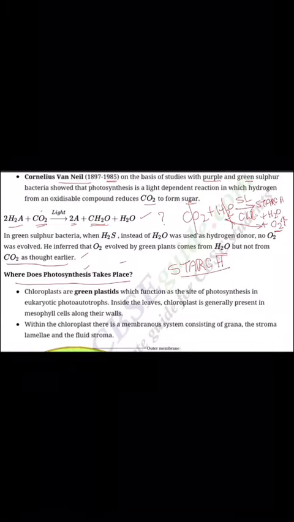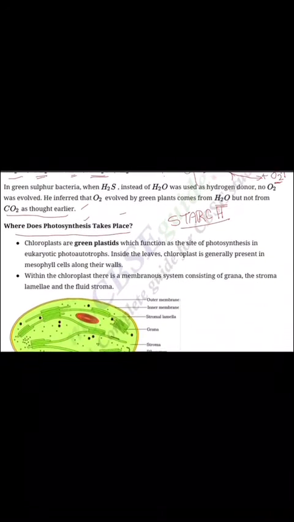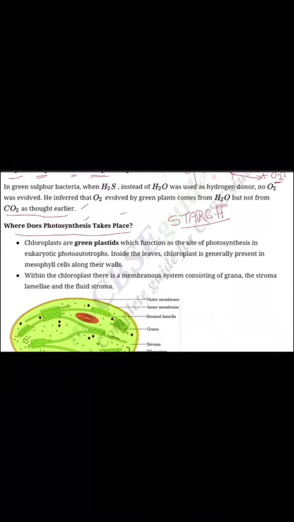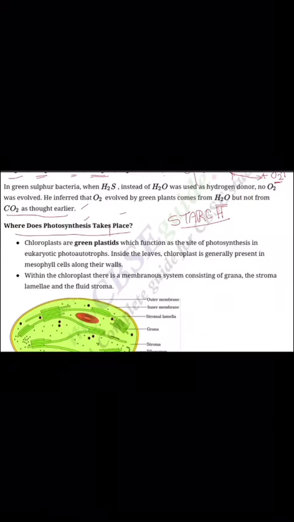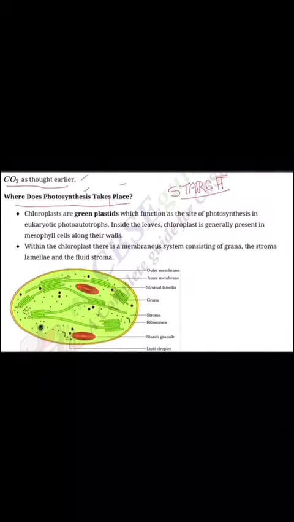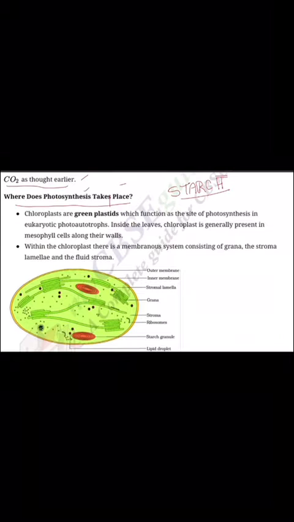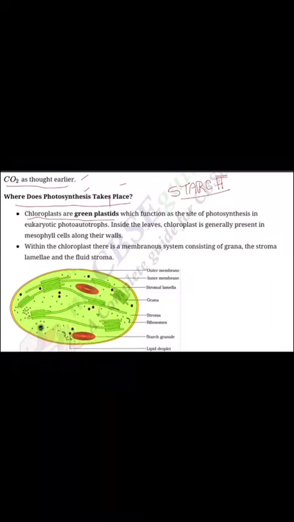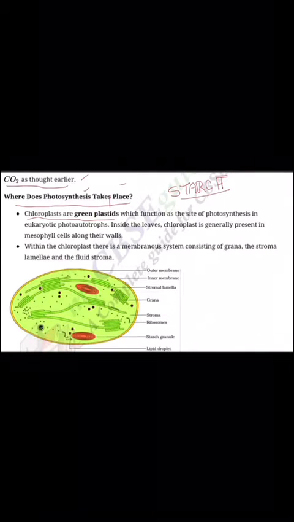Where do all these reactions take place? So basically now we focus on where photosynthesis takes place. Photosynthesis takes place obviously in plastids. Plastid is a general word, and you know that there are three types of plastids, that is chloroplast, chromoplast and leucoplast. So here the chloroplasts are green plastids. We are concerned with chloroplast, and these are green in color because of the presence of a pigment called chlorophyll. Chlorophyll makes them green.